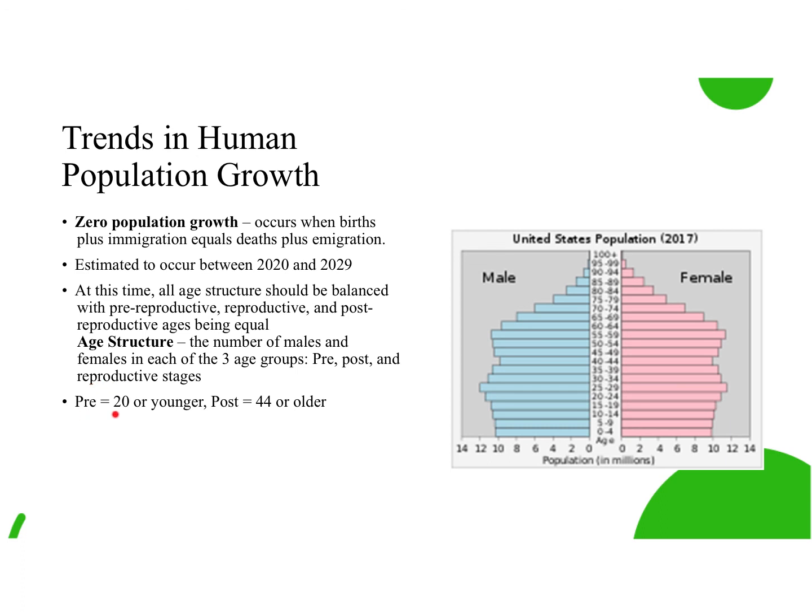Pre-reproductive stage is considered 20 or younger, even though people can reproduce before they hit 20. Post-reproductive stage is 44 or older. Again, people can still reproduce past 44, but those are just the lines that were drawn. And then in between 20 and 44 is considered the reproductive stage.